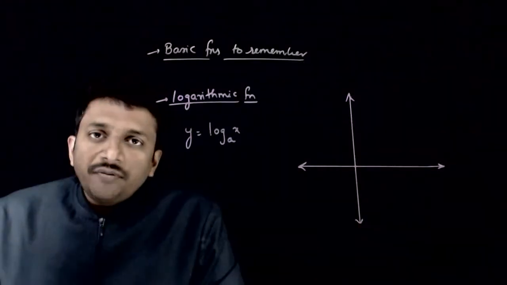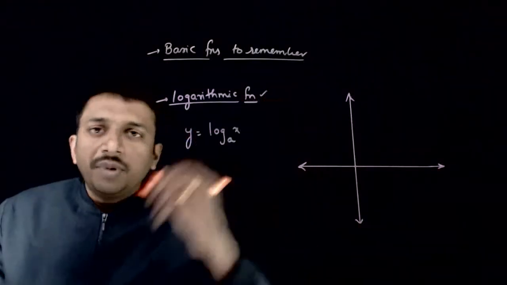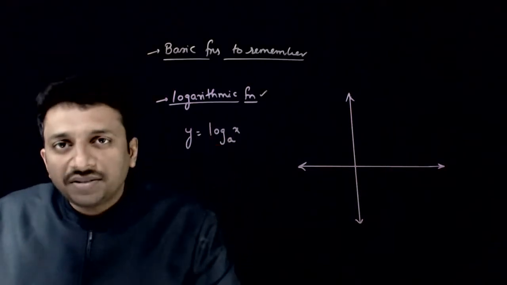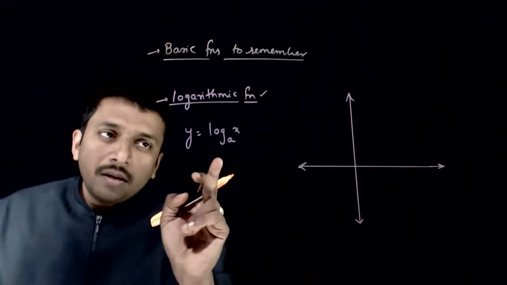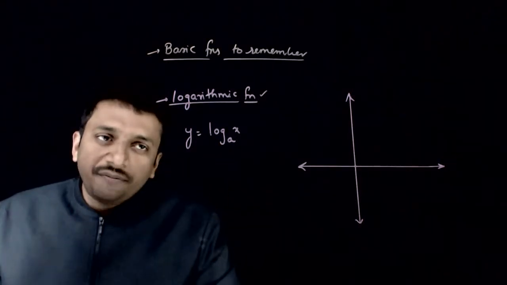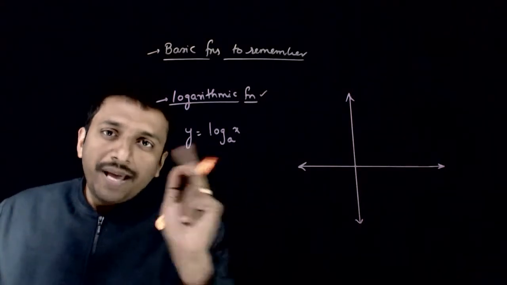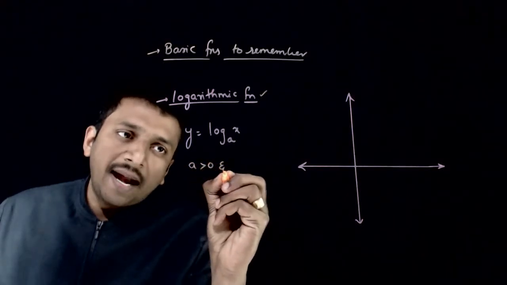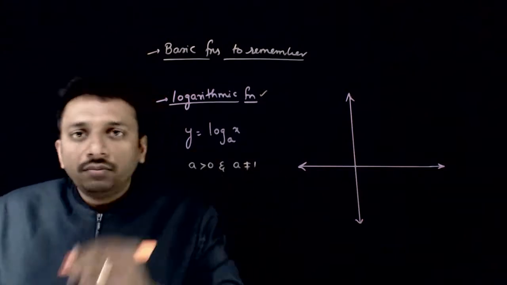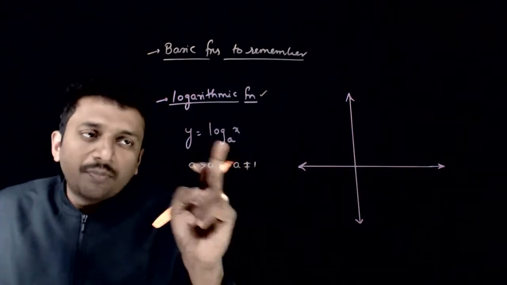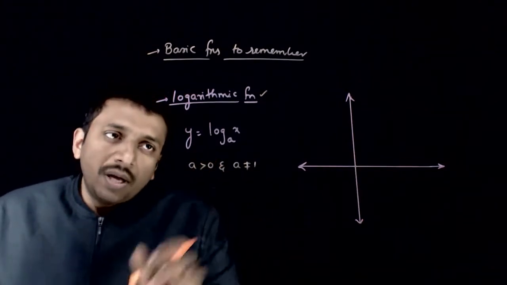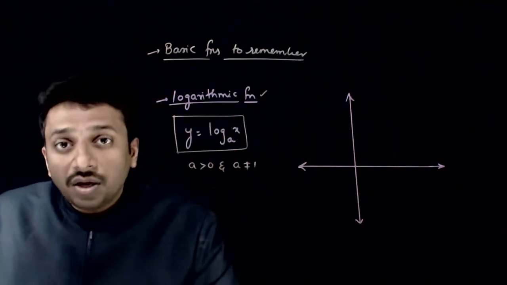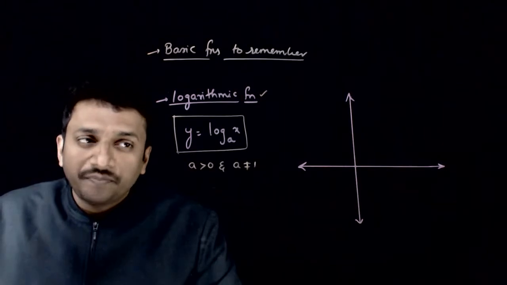So the next function that we need to understand is the logarithmic function. It is nothing but y is equal to log x to the base a. And you know that for the logarithmic function to be defined, the base a has to be positive and not equal to 1. So if a is a positive number and not equal to 1, this function y is equal to log x to the base a is called a logarithmic function.